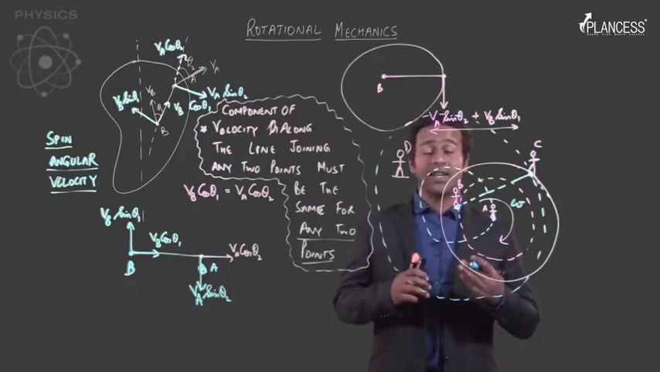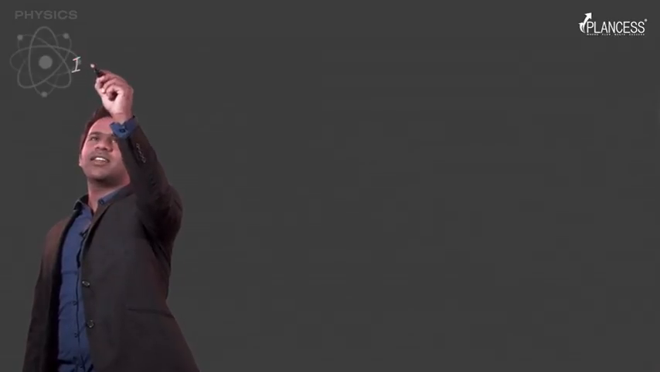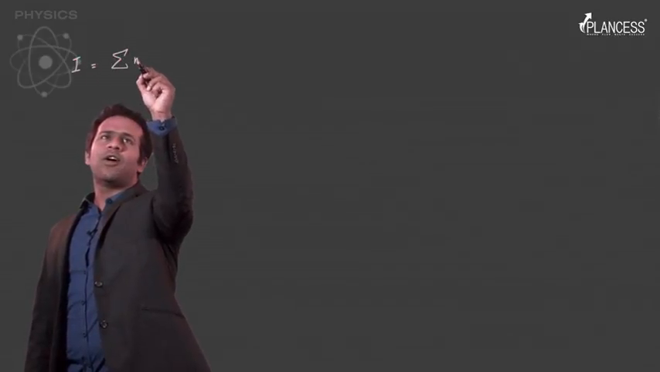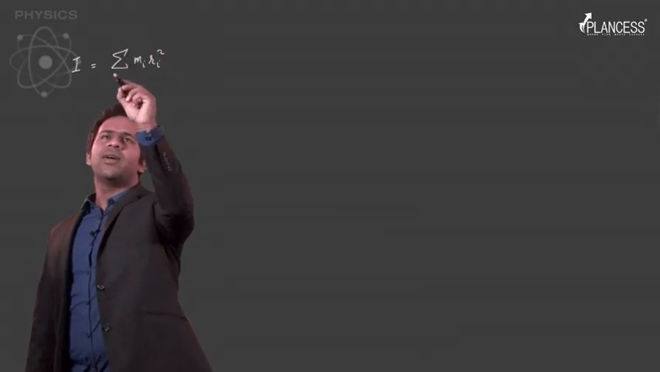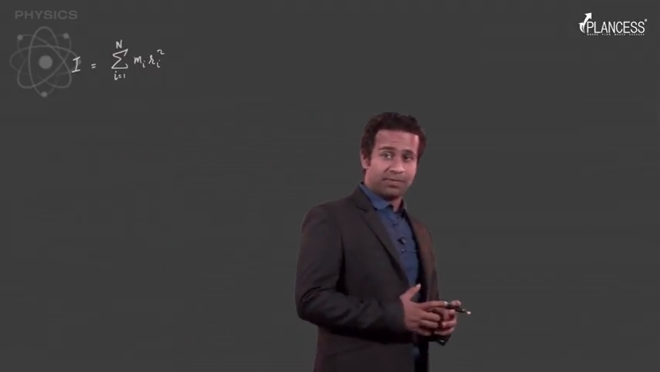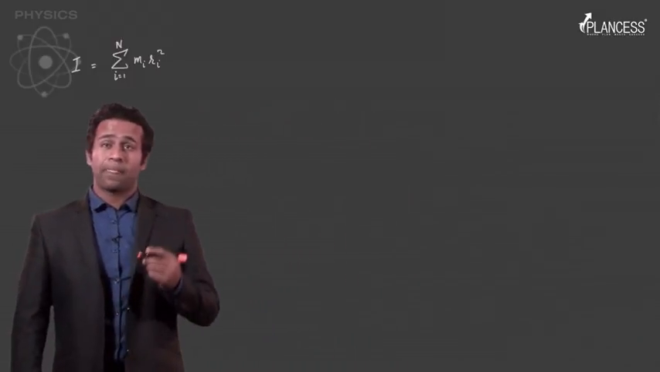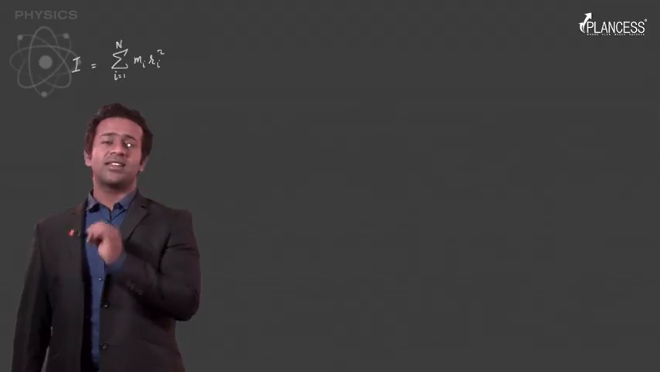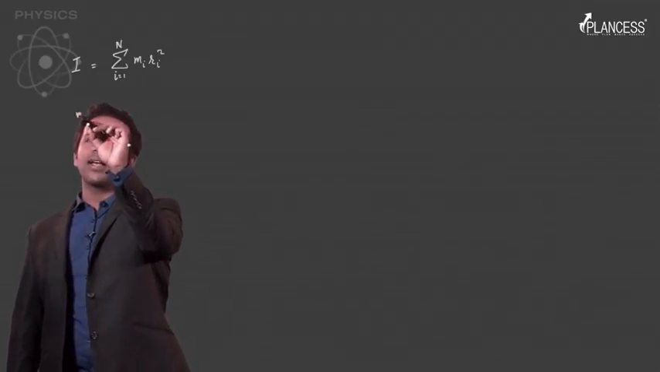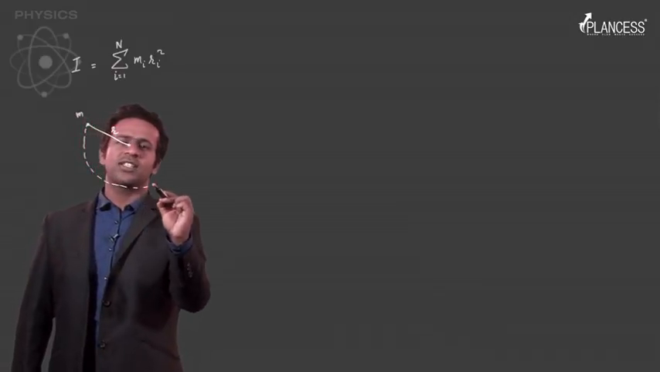Having understood this, let's get back to our discussion of moment of inertia. We had seen the expression for a collection of particles, that moment of inertia I is defined as the summation of m_i r_i square, where i varies from 1 to n if you have a collection of n particles, right? Now first of all, let's see what if we have a single particle. That is the case where, let's say this is the center and a particle of mass m is going in a circle of radius r.